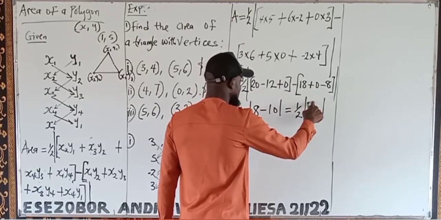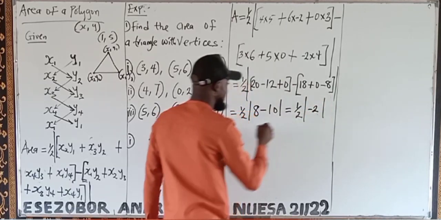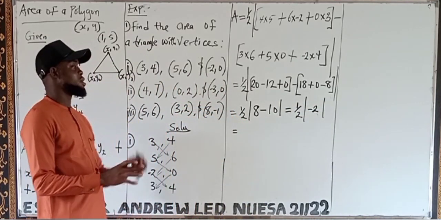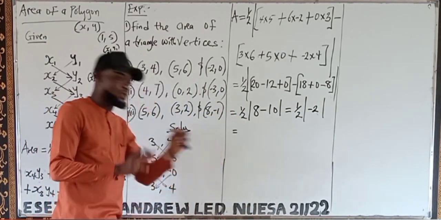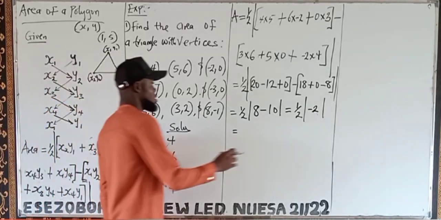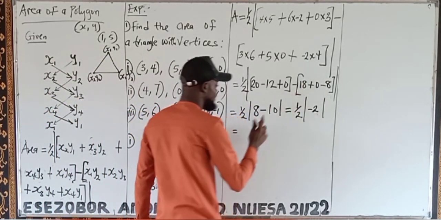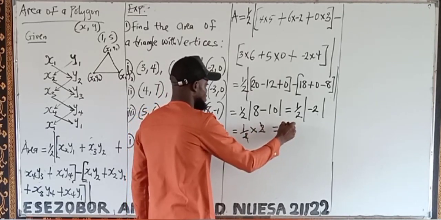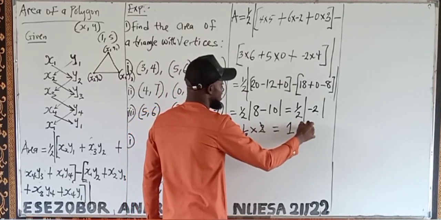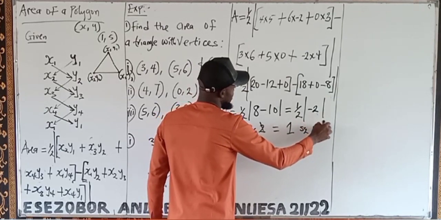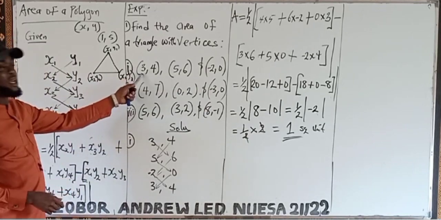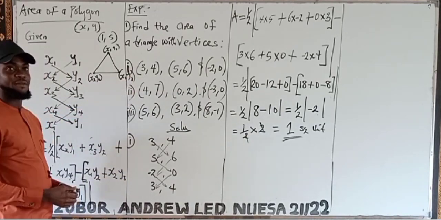Now, what is the absolute value of minus 2? Absolute value means take only the value and throw away the sign. That's the magnitude. So I'm going to throw away the sign and pick only the value. I'm going to have half times 2. If we cancel this, I'm going to have 1 square unit. That is the area of that first triangle.